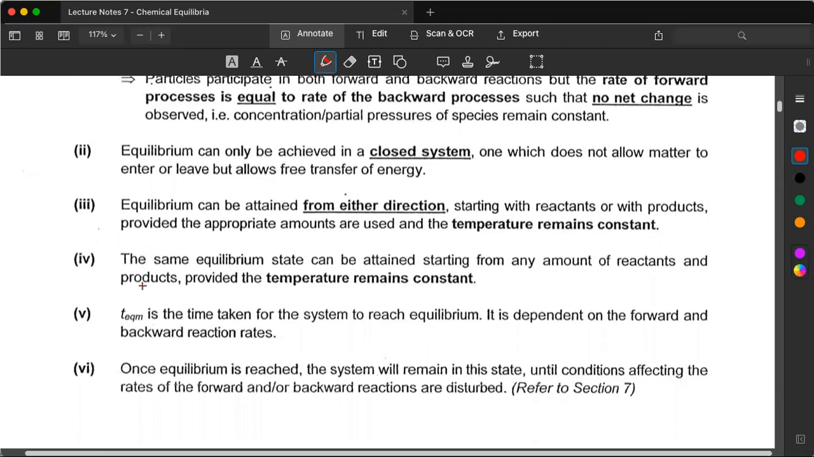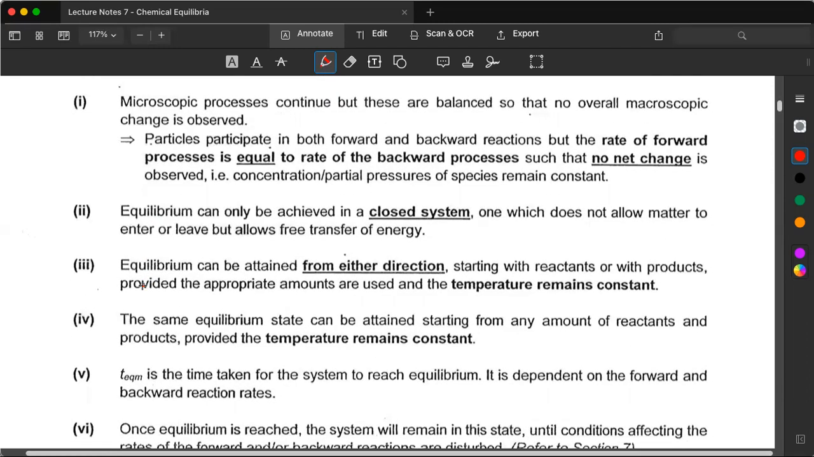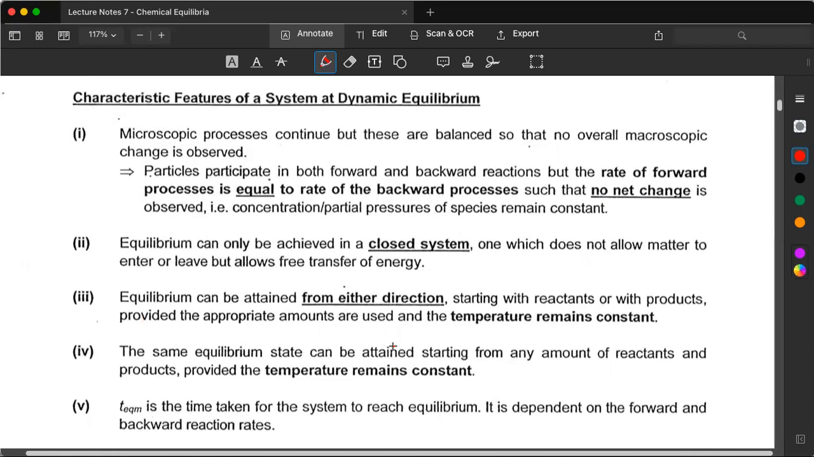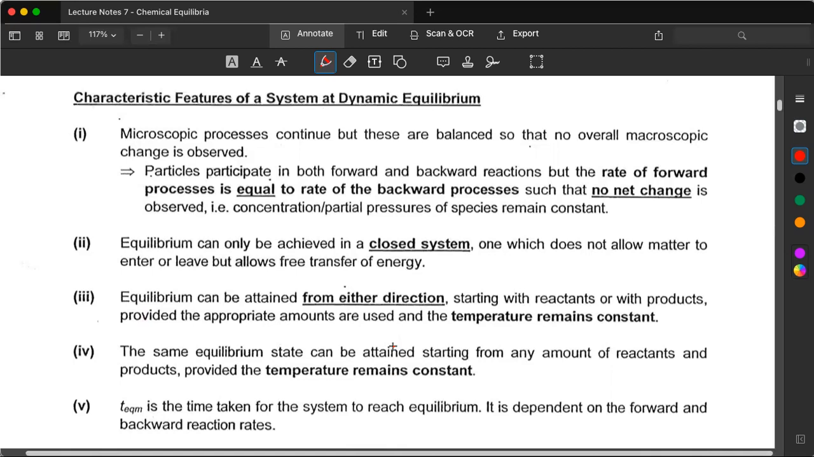Moving on, equilibrium is attained from either direction. So you can start with the reactants or you can even start with the products. It's not necessarily true that I have to start from the reactants. No, you can actually have the products becoming the reactants. It doesn't matter, provided the appropriate amounts and making sure that temperature is constant. Because when temperature changes, it will change the equilibrium constant.